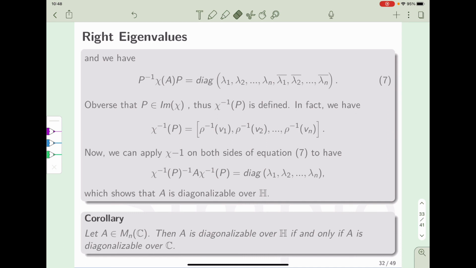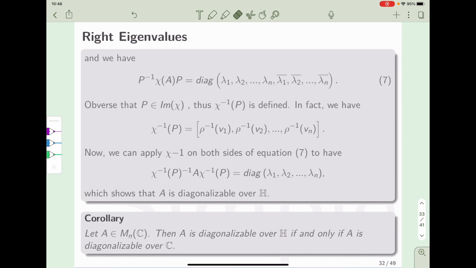Since P diagonalizes chi of A and P is in the image of chi, we can pull back to recover our quaternion matrix as desired. And therefore, we have that A is diagonalizable.